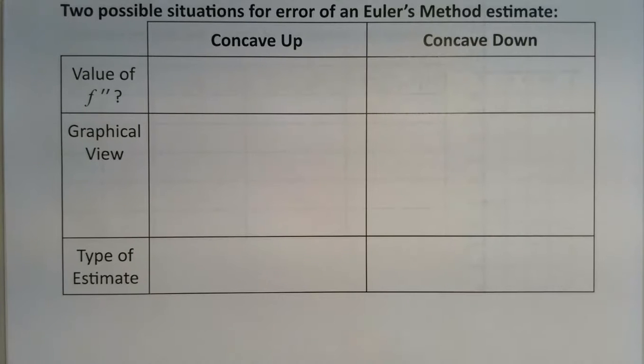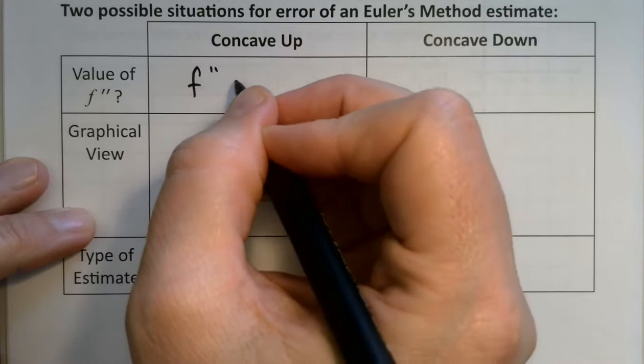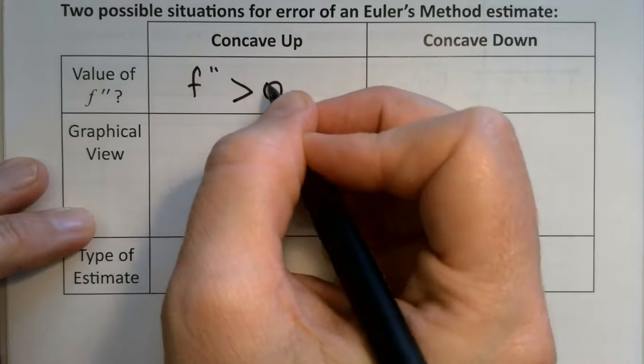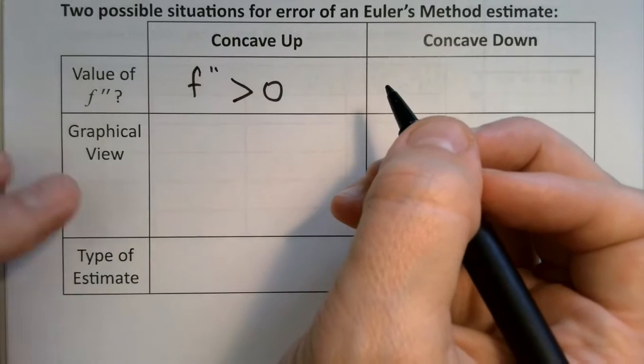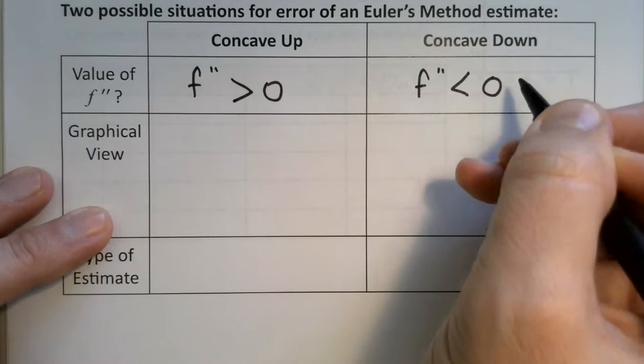So the value of the second derivative, as we learn in Calc 1, tells us about the concavity of the function. So really, what we want to ask is, what happens for a function that is concave up? Concave up means the second derivative is greater than 0, and of course, concave down is the opposite. Second derivative is less than 0.